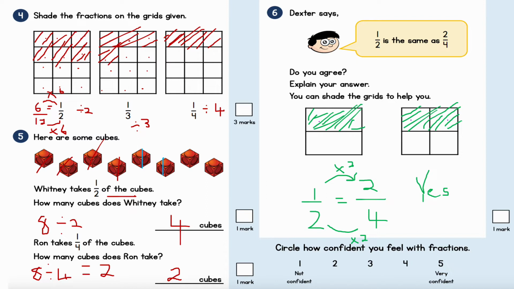We are now at the end of this section, so please circle how confident you feel with fractions now after watching this part of the video.